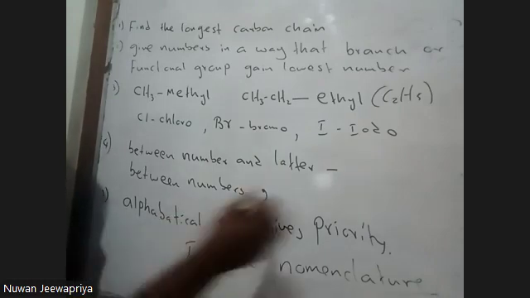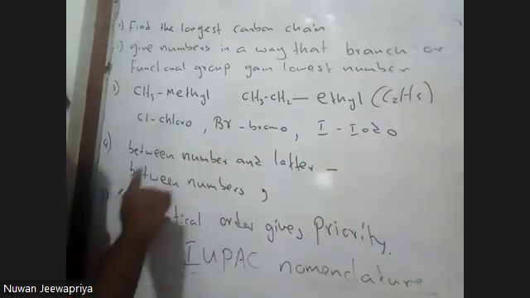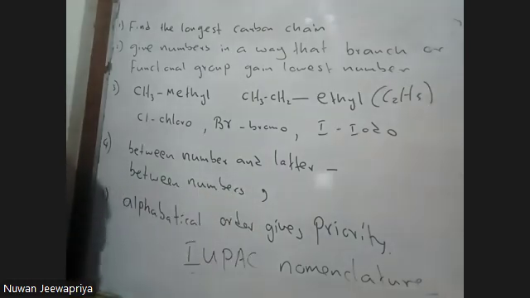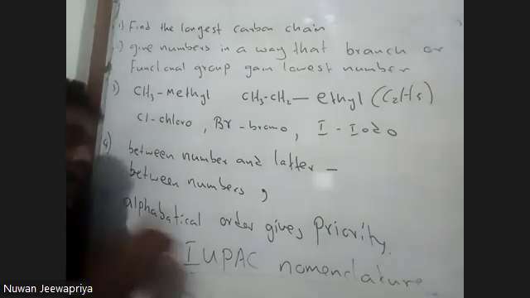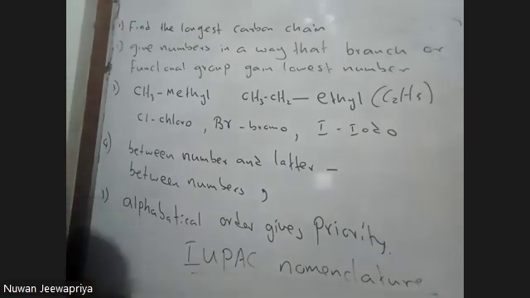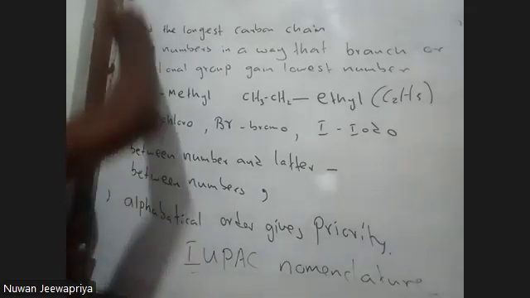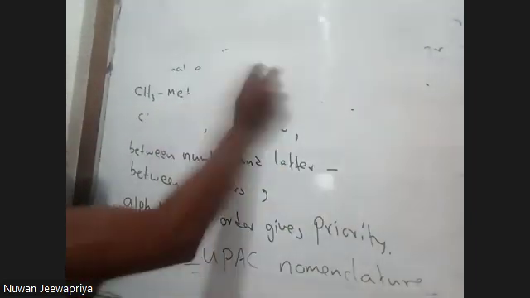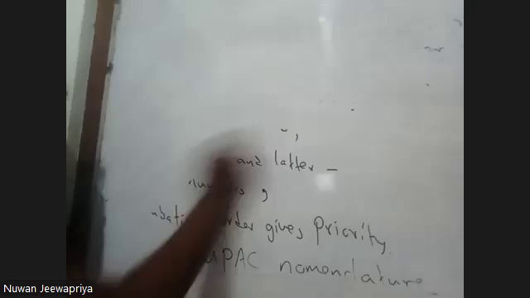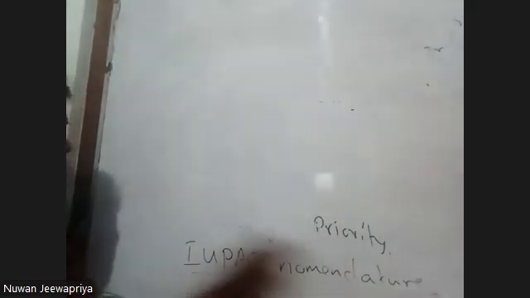Next, Cl is called chloro, Br is called bromo, I is called iodo, and between a number and a letter there is a dash. Between two numbers, there should be a comma, and alphabetical order is given priority. So these are the set of rules that we have to follow when giving names to organic compounds. Now you don't need to learn these rules by heart. We will see how these rules are used in naming organic compounds.